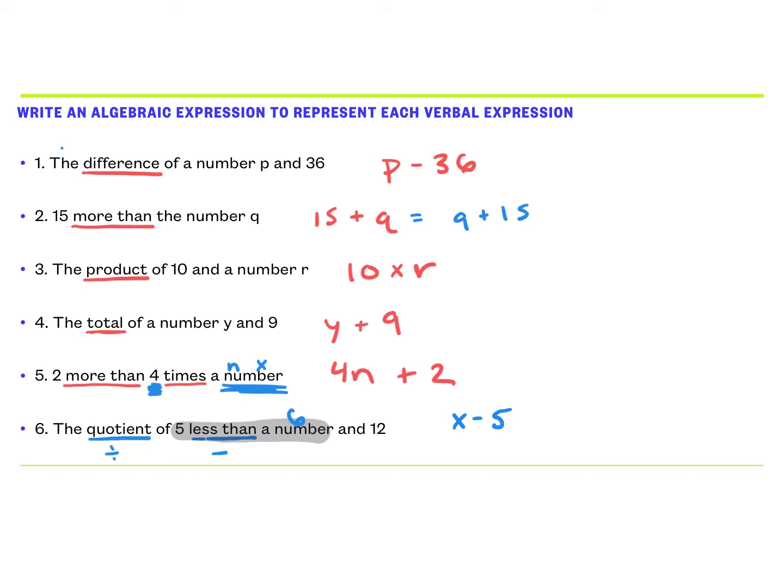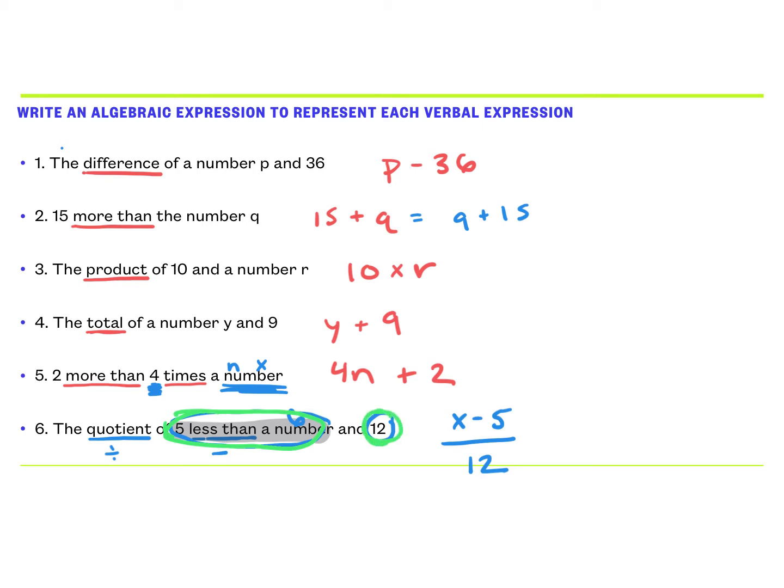And then the quotient, what am I taking the quotient of? 5 less than a number, so this whole thing, and 12. So 5 less than a number, x minus 5, and 12. So I could say x minus 5 divided by 12. So just be careful, because I'm taking the quotient of this whole thing here, 5 less than a number, and 12.